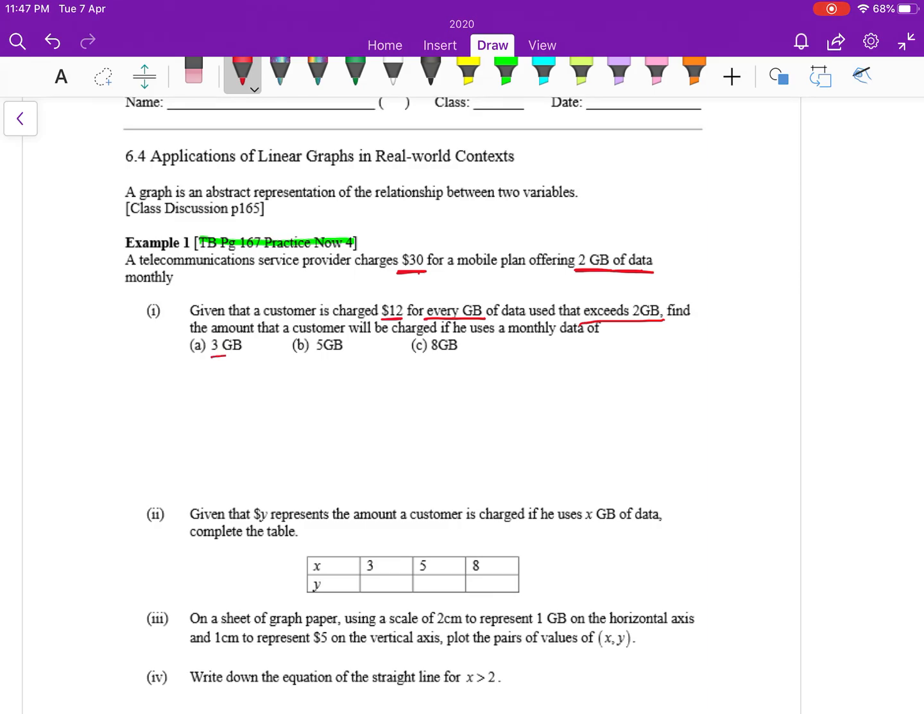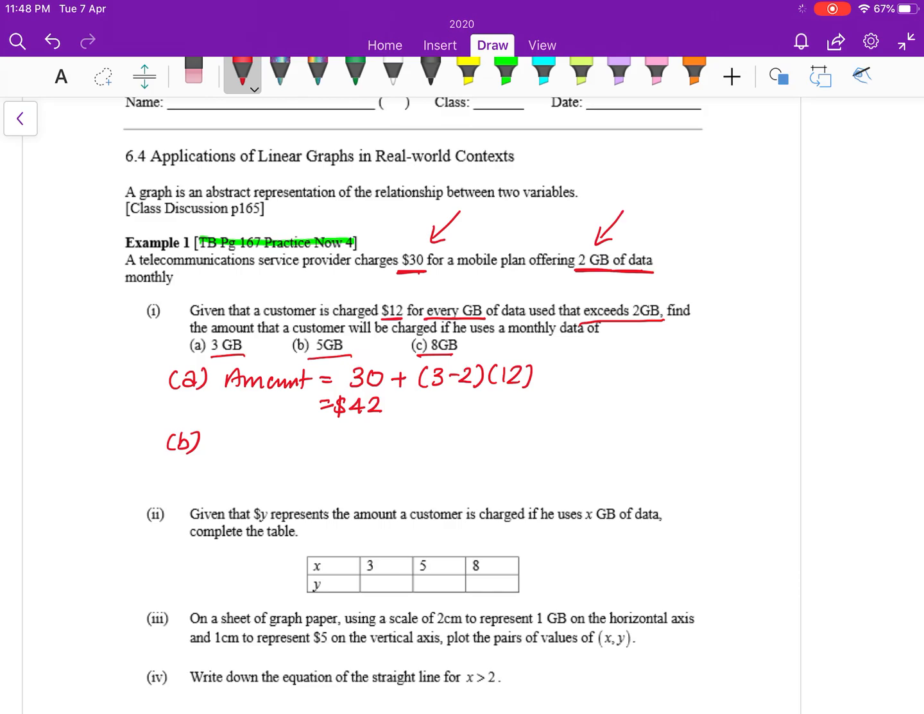So we need to understand for each of these 3 GB, 5 GB and 8 GB, how much they exceeded. For question A, because it is 3 GB, it exceeded by 1 GB. The standard is 2 GB. For 2 GB you pay $30, so no matter what, you must pay $30. Then you add how much you exceed. Since you exceeded by 3 minus 2, which is 1 GB, you multiply that 1 GB by $12, because for every 1 GB exceeded, you must pay $12. So 30 plus 12, you have to pay $42 if you use 3 GB.